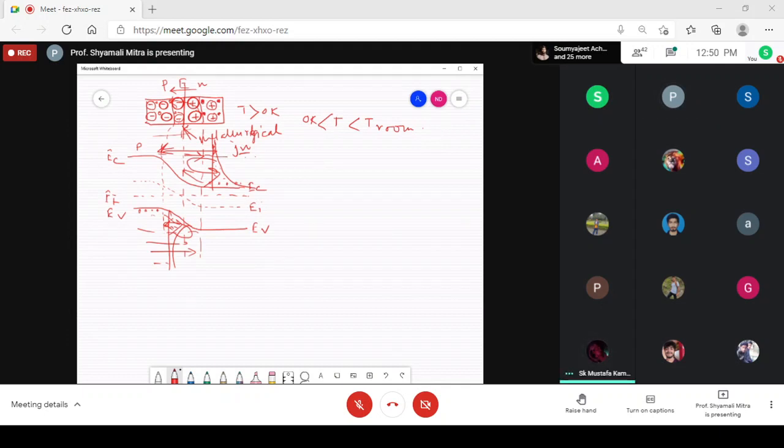Drift. What is that? The majority charge carriers. Now, no, I'm saying what is this process called, whether it's drift or diffusion?